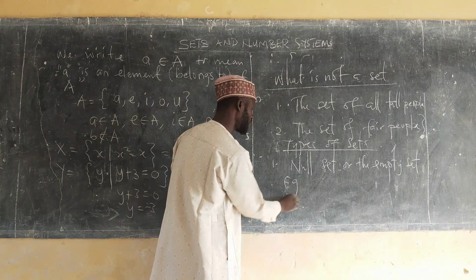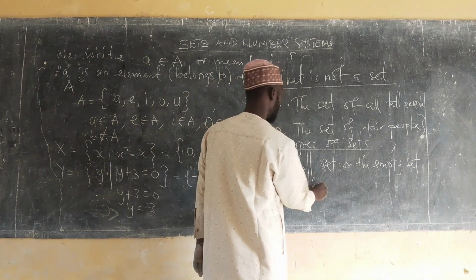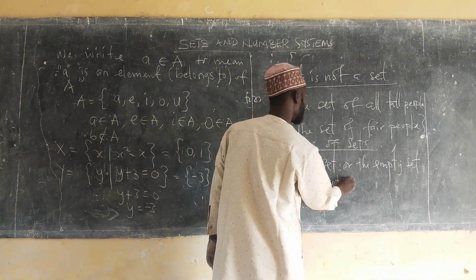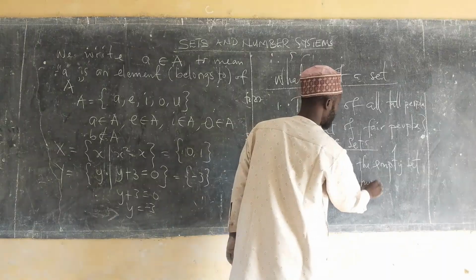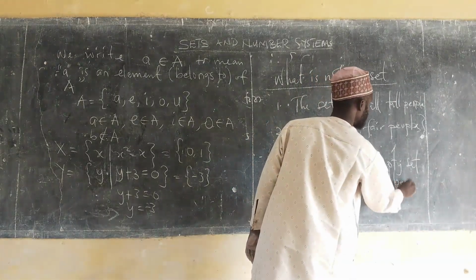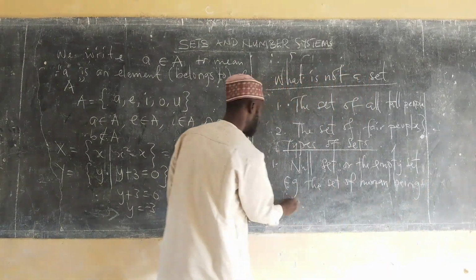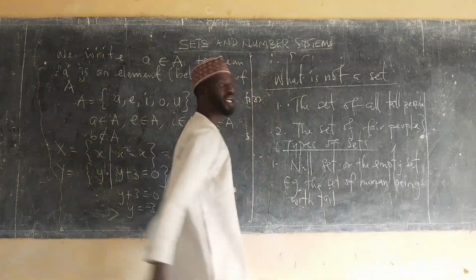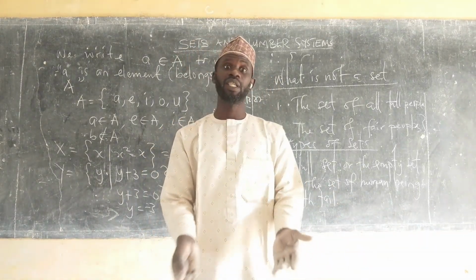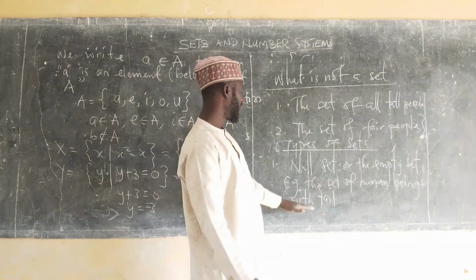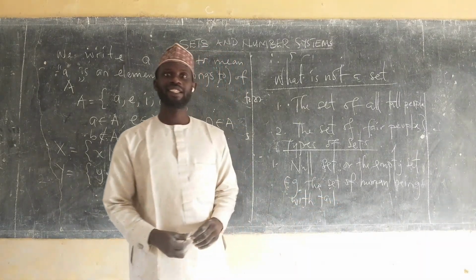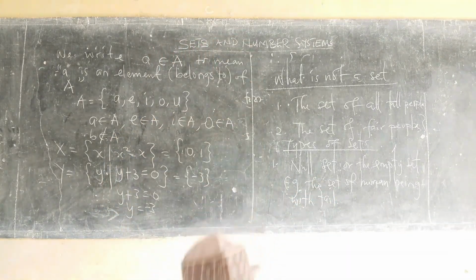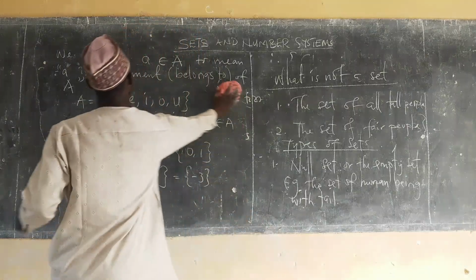Example, the set of human beings with tails. Actually, you don't see anybody with a tail, so the set of such people with tails is an empty set, actually.